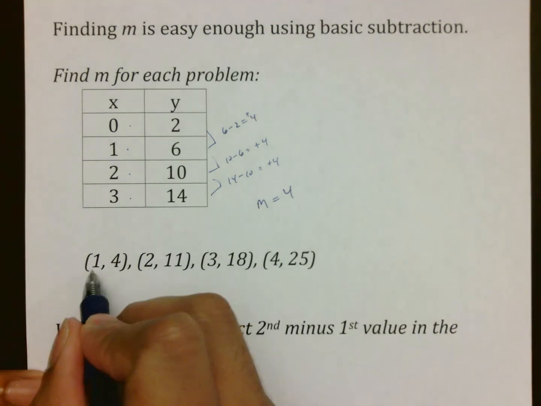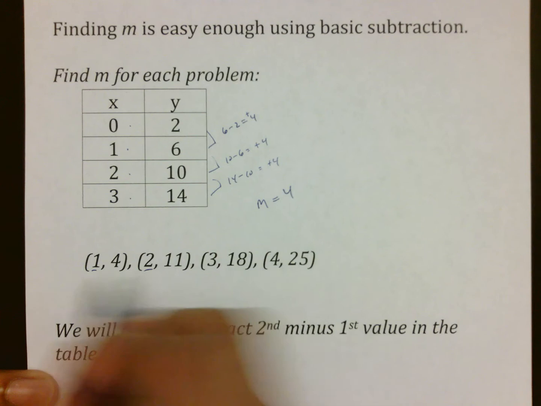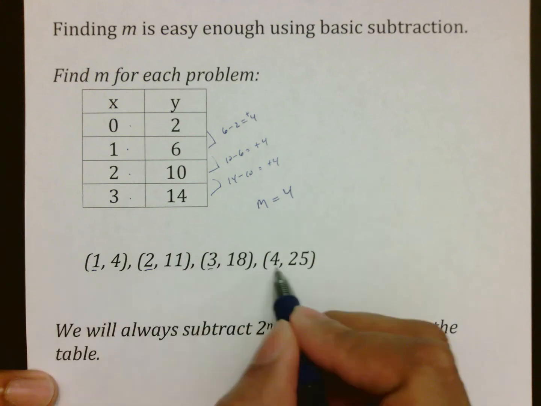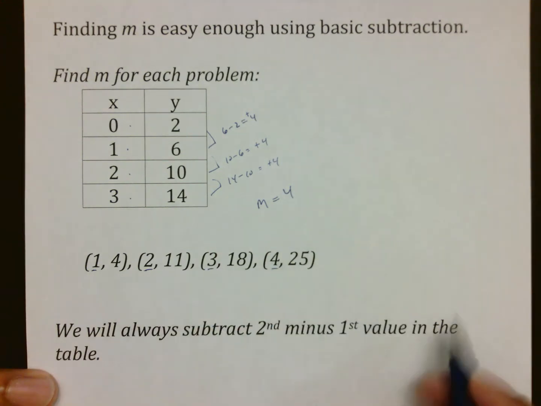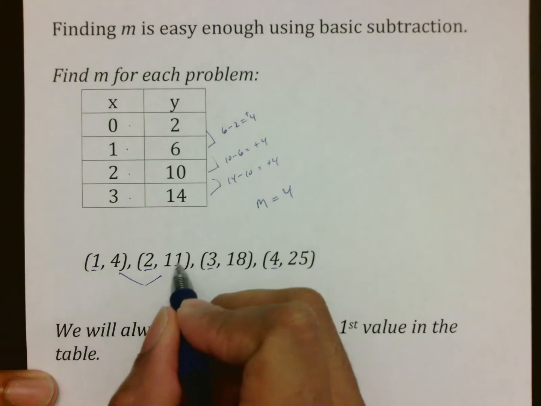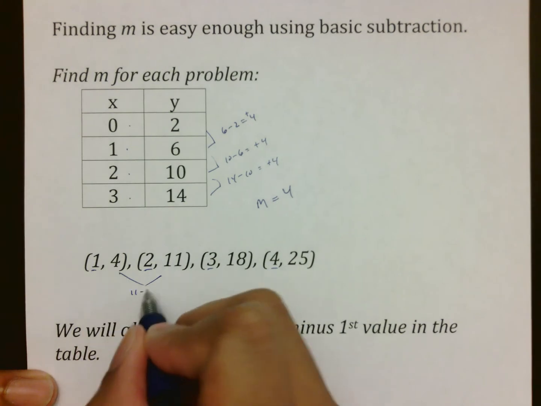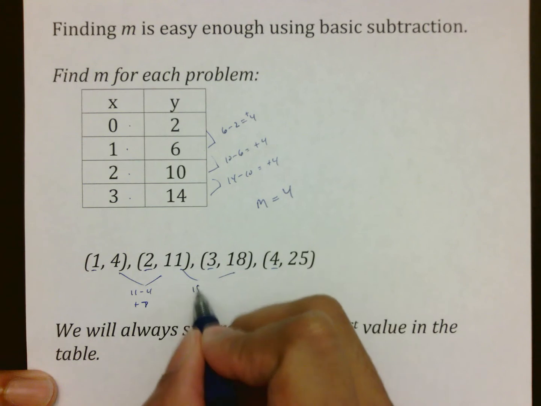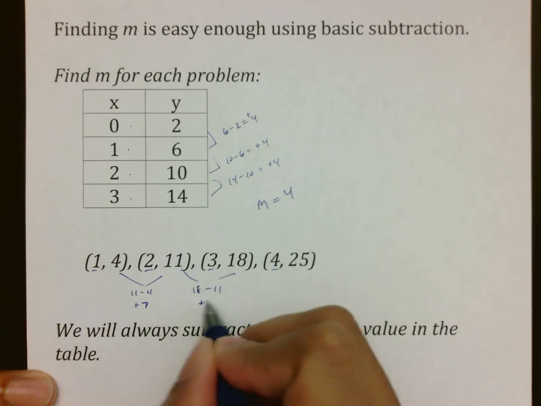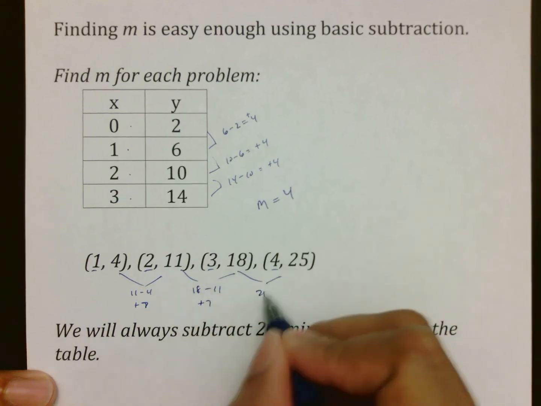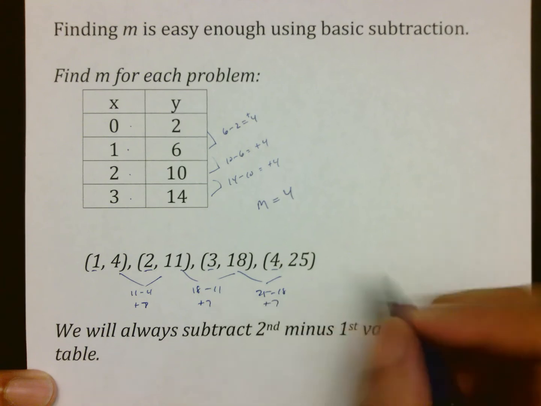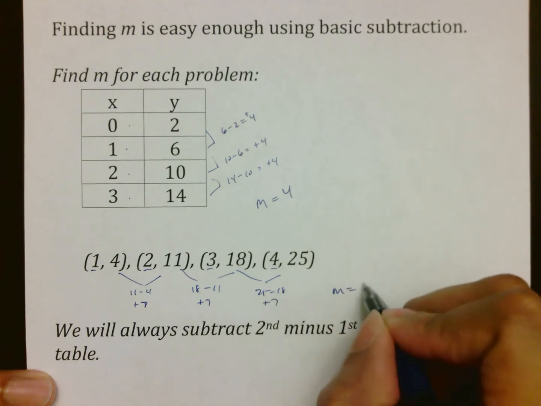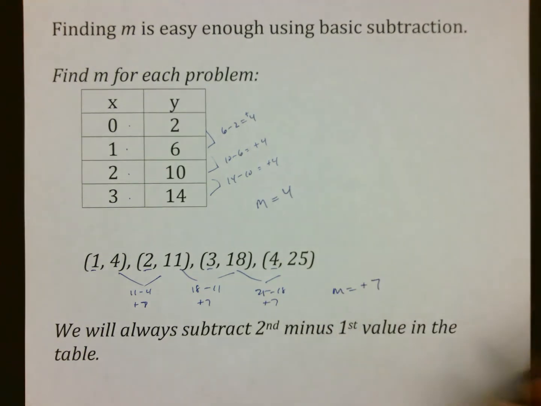But again, notice your X's, which is always first, is still moving by 1. So 1 goes to 2, to 3, to 4. That's important to analyze first. Now what we do is say 11 minus 4, which is 7. And then do 18 minus 11, which is also 7, and then 25 minus 18, which is still 7. So for this one, your slope, your rate of change is 7. You do not need the plus, but again, that's a slope or a rate of change of 7.